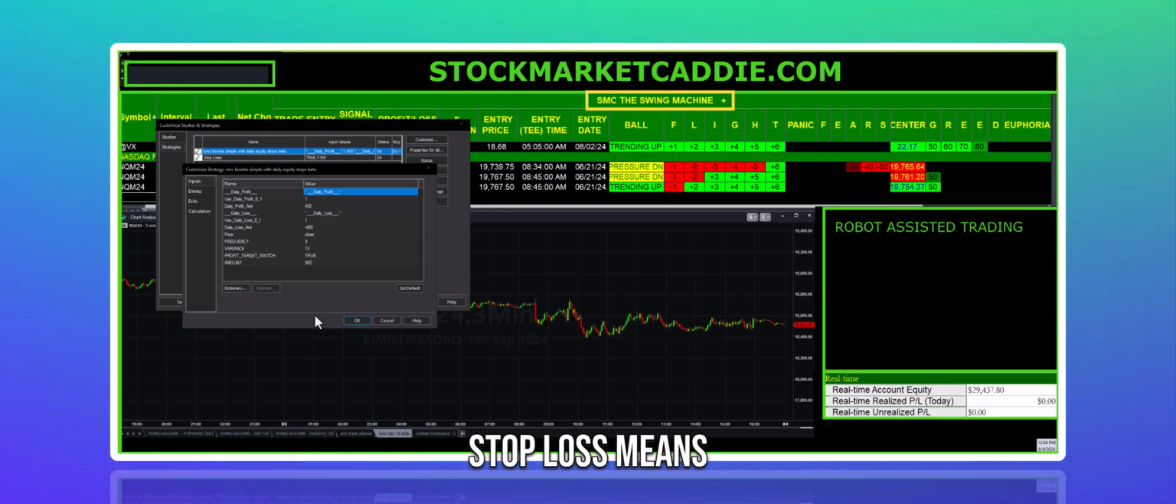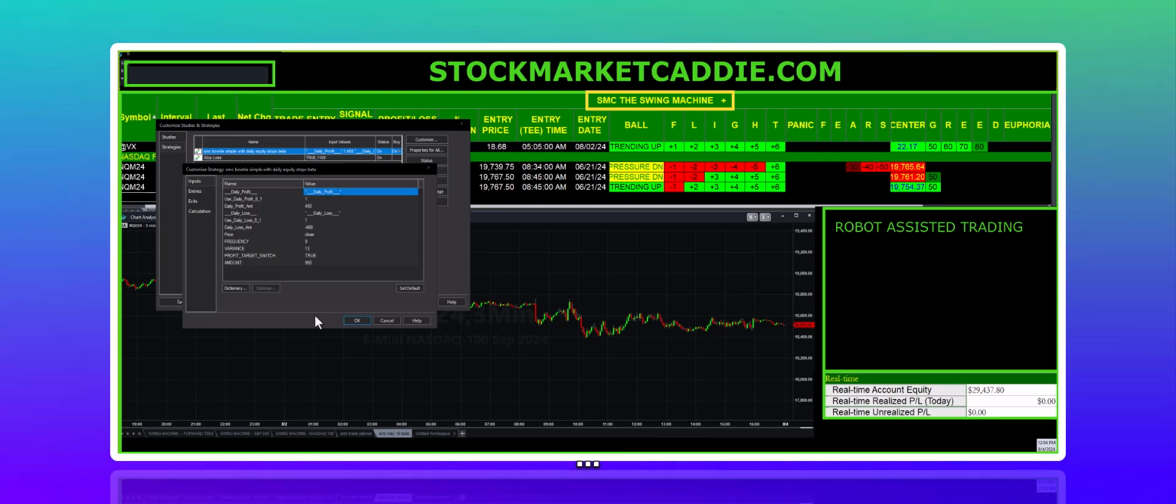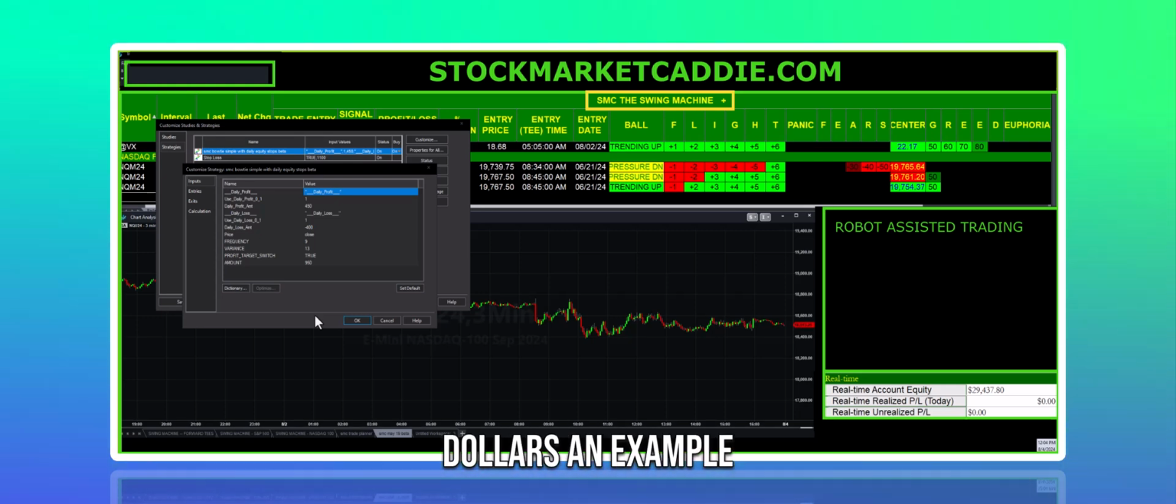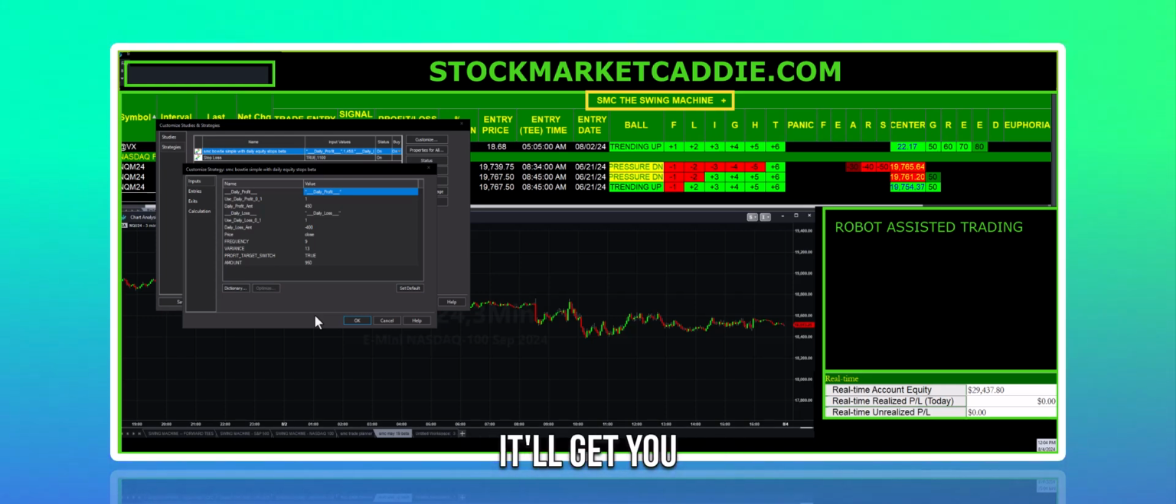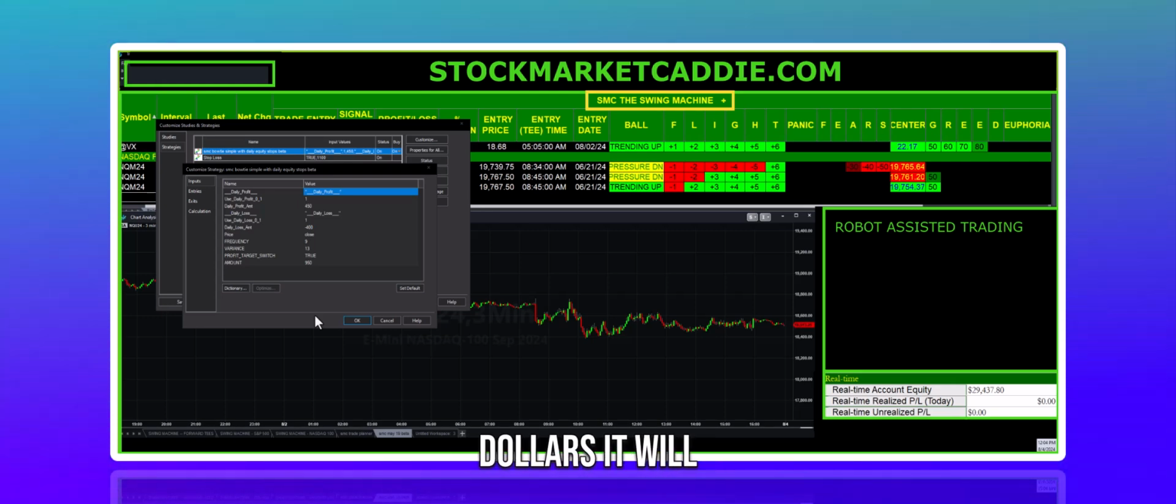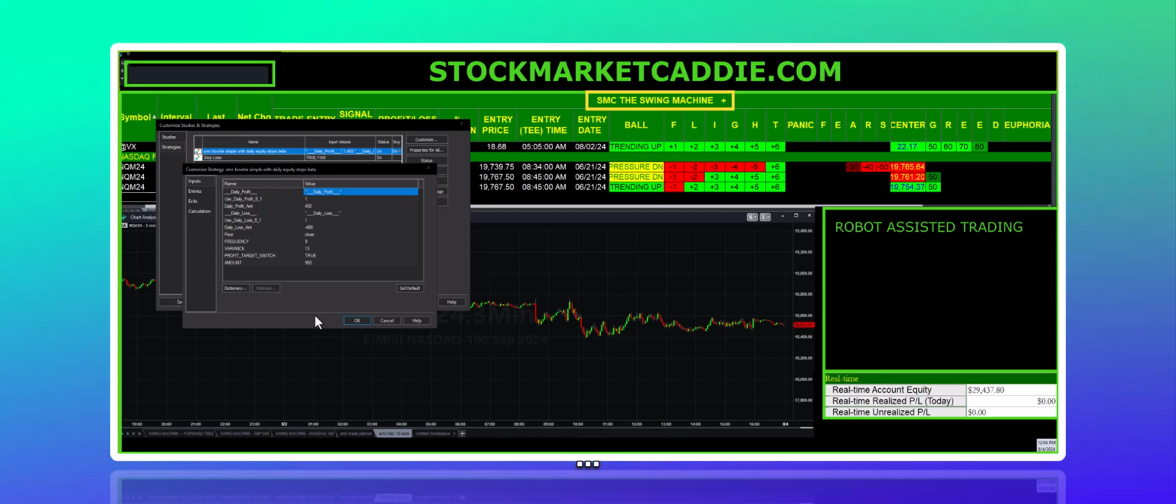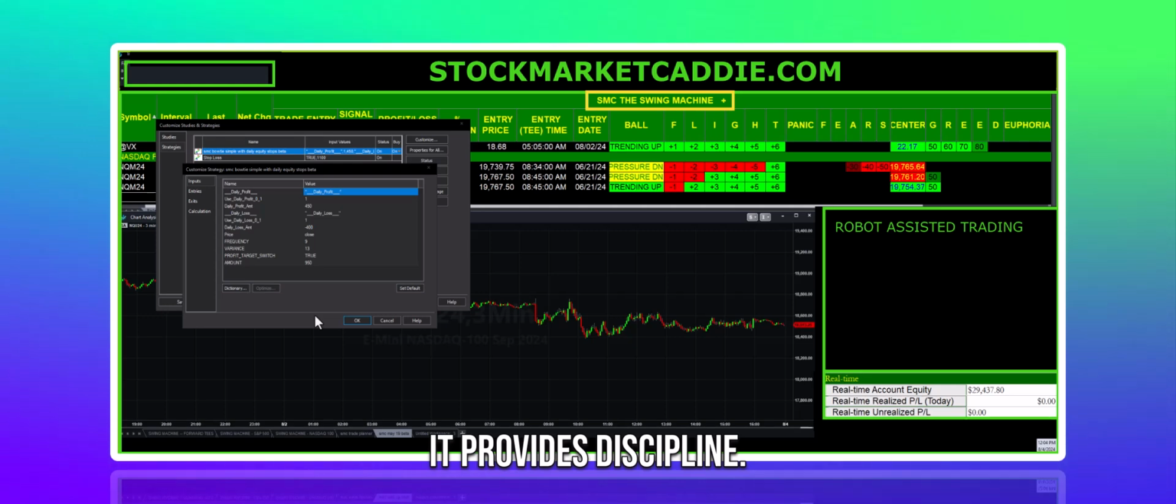Well, in a strategy, we have a number of ways to come into a trade, but we even have multiple ways to get out. One way to get out is to set, as an example, a stop loss of $200. If you lose $200, it'll get you out of the trade. If you set a profit target at $200 and you make $200, it will get you out of the trade. That kind of discipline many times is the edge. If you're looking for the edge, and we're certainly looking for an edge, it provides discipline.